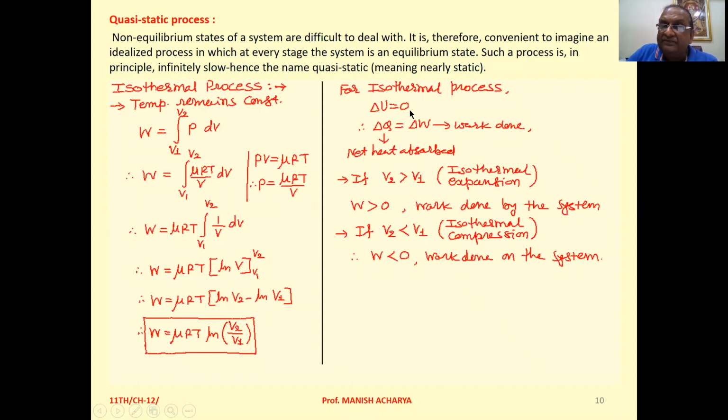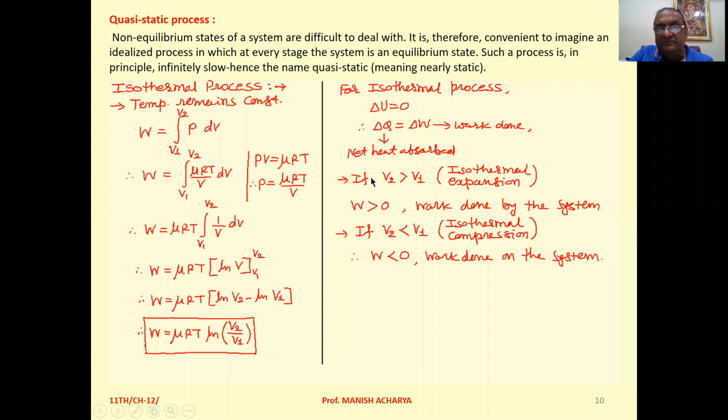So simply we can write, as per first law of thermodynamics, delta Q equal to delta U plus delta W. When delta U equal to 0, delta Q is delta W. So here net heat absorbed is equal to work done.